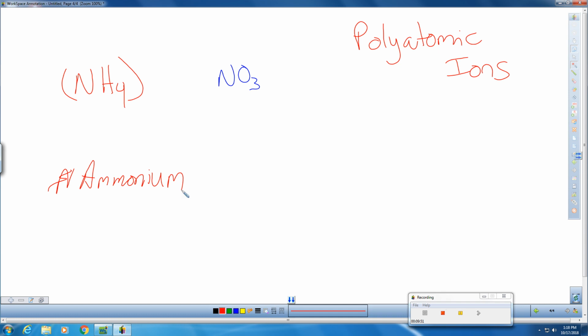So ammonium actually behaves as if it belonged to the first family, which means it has 1 valence electron and it has a +1 oxidation charge. This group over here, NO3, are our nitrates.